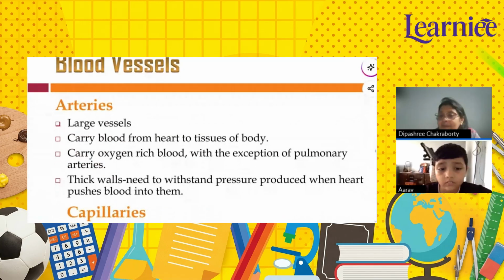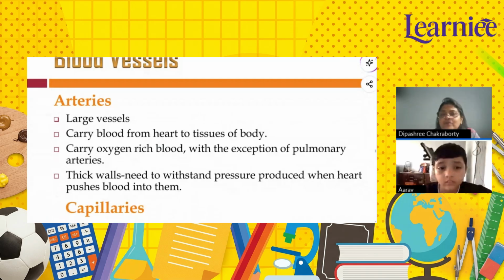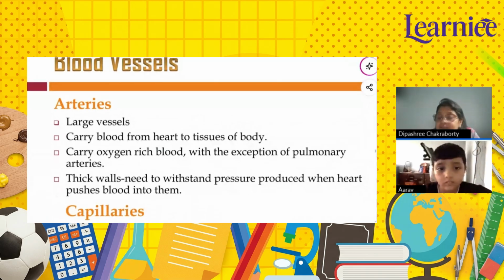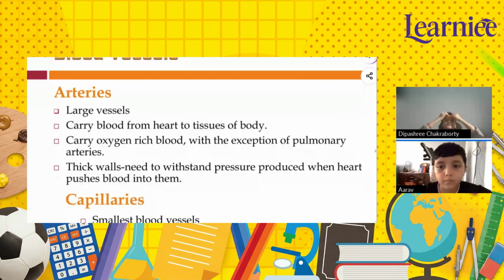Now, separately, we are going to know about the three types. First one, arteries. Over to you. Large vessels carry blood from the heart to tissues of the body, carry oxygen-rich blood with the exception of pulmonary arteries. These walls need to withstand pressure produced when heart pushes blood into them.